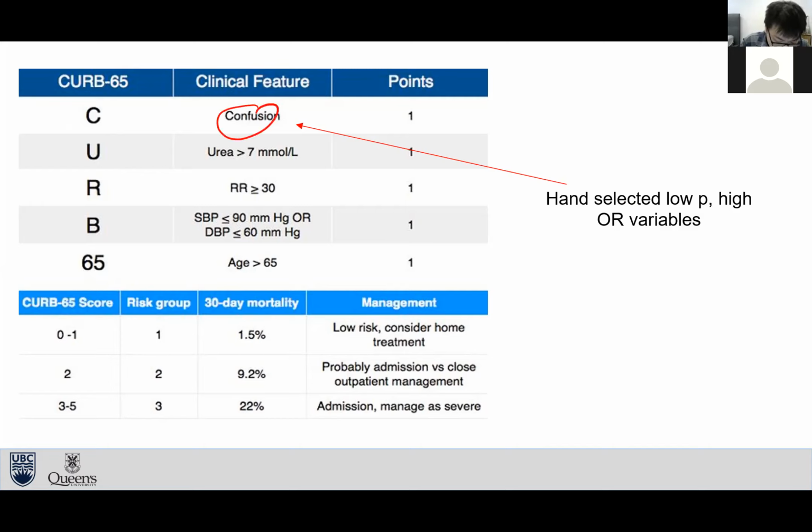For instance, confusion, whether they had a high respiratory rate, whether they have advanced age, and then they assigned a scoring system. And for reference, the key giveaway that this was manually assigned and it's not the best accuracy is that everything's a nice round number. In nature, it's very unlikely that associations will have a nice round number. So you add up this scoring system, and then you're given a mortality associated with that score.